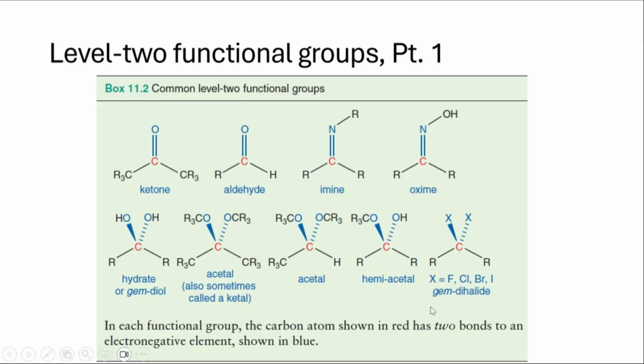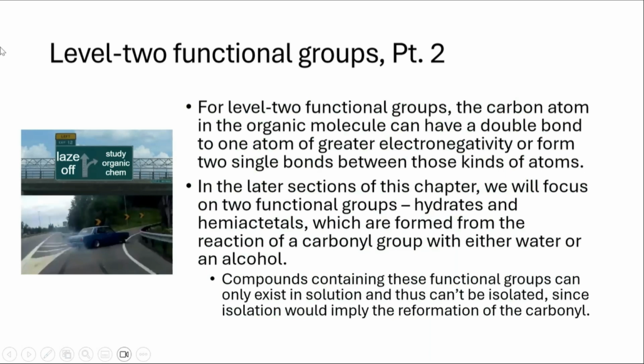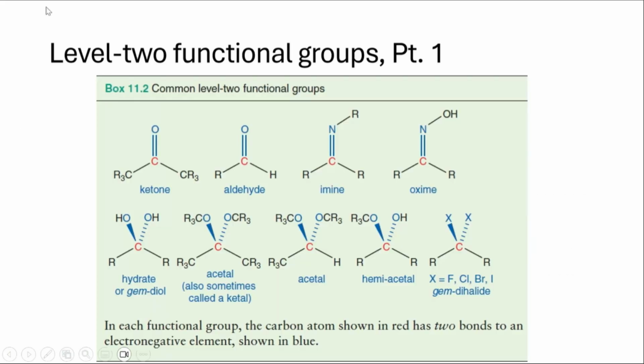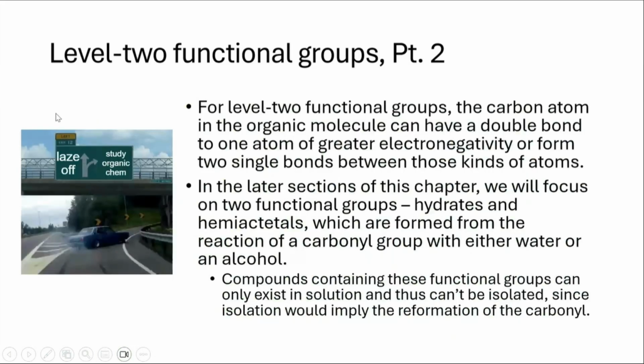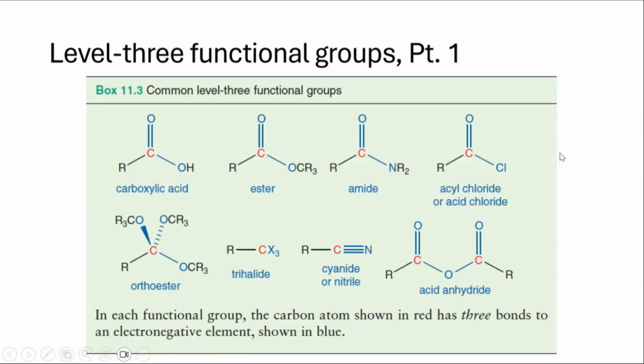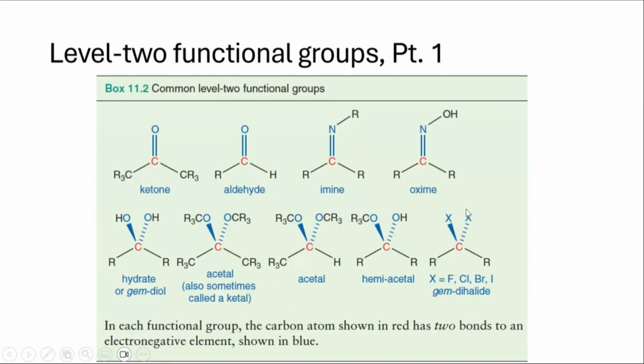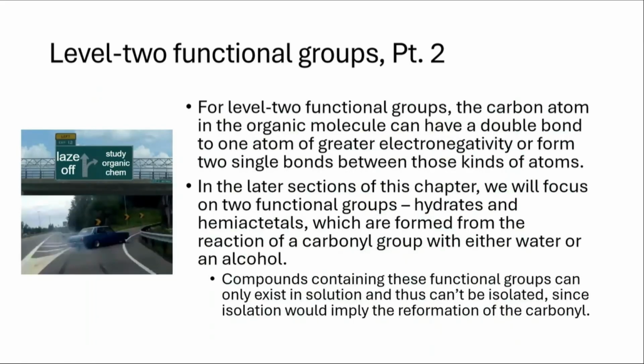And next, this last one is known as the gem dihalide. It's basically a carbon that forms 2 bonds to halogens. So here's the second part of level 2 functional groups. For level 2 functional groups, that carbon atom in the organic molecule could have a double bond to an atom of greater electronegativity. Take, for example, ketones. Ketones have that carbon double bonded to oxygen, which is of a greater electronegativity, but that carbon can also form 2 single bonds. For example, in a gem dihalide, it forms 2 single bonds to 2 halogens.